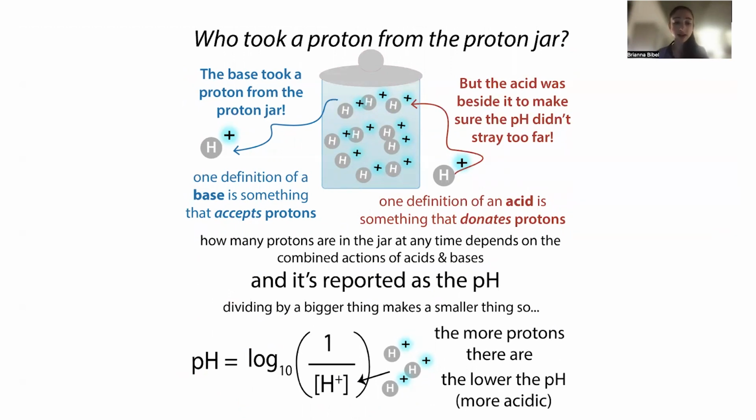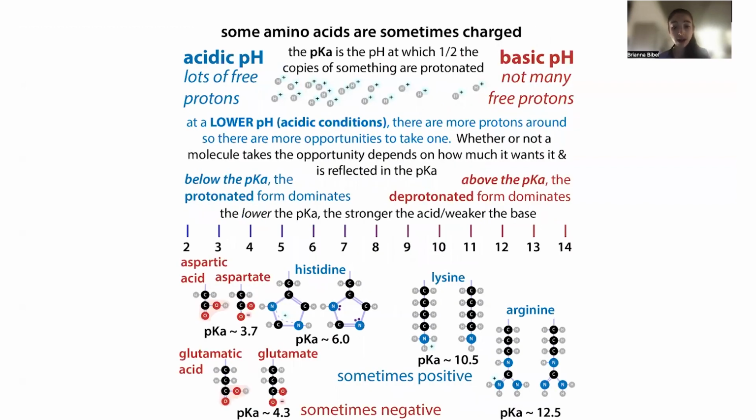pH is an inverse log scale. So this means that the more protons there are, the lower the pH, and the fewer protons there are, the higher the pH. So a high pH is going to be low proton and more basic, more alkaline, whereas a low pH is going to be more acidic and have a higher proton concentration. And the more protons there are around, the more likely you are to take one. This is going to mean that at a lower pH, you're more likely to be positively charged in the case of these basic amino acids, or neutral in the case of the acidic amino acids.